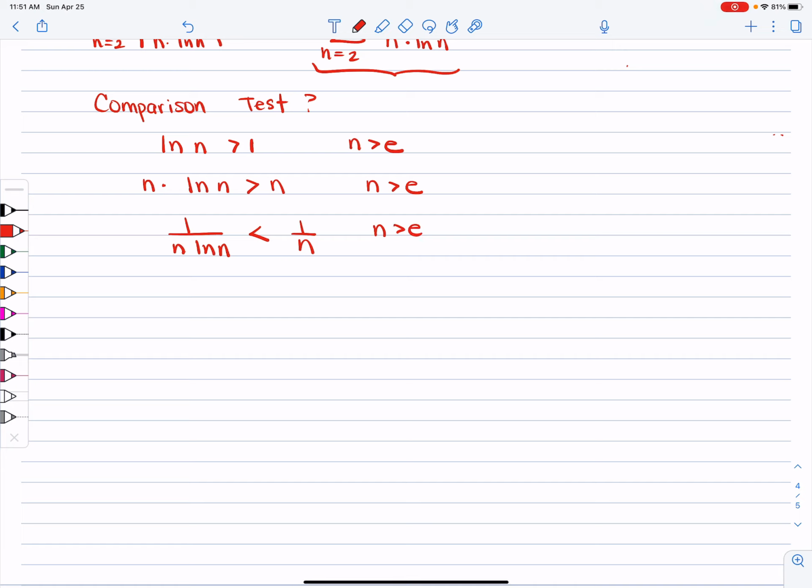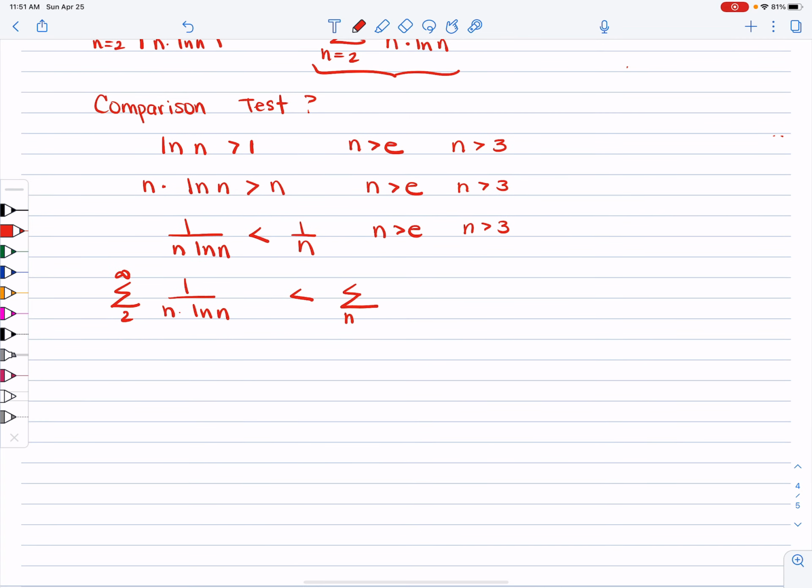We can say e is approximately 2.71 or an irrational number. So we can say for n values greater than 3. Right? Because n represents a positive integer when we're talking about series. So if we now look at sigma as n goes from 1 to infinity, or in this problem from 2 to infinity, of 1 over n times the natural log of n in the denominator, then that series will be less than the sum as n goes from 2 to infinity of 1 over n.